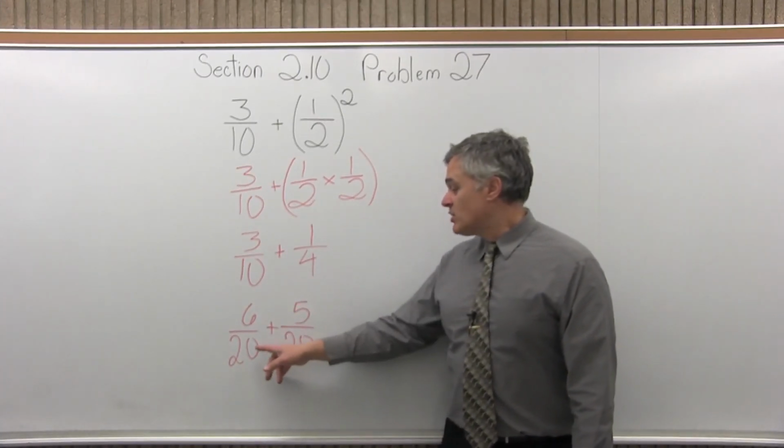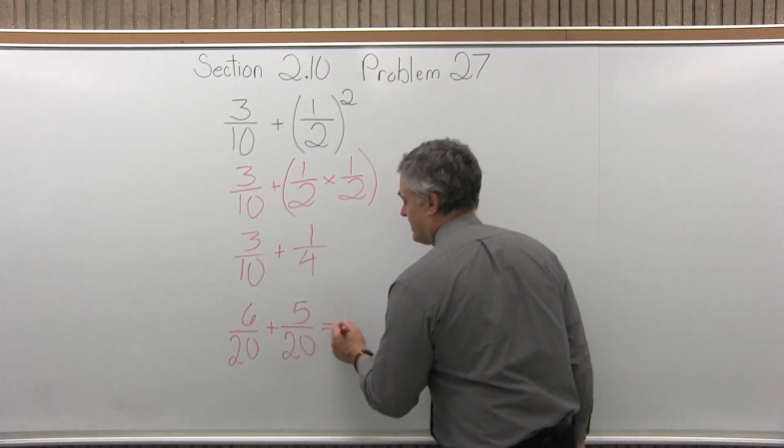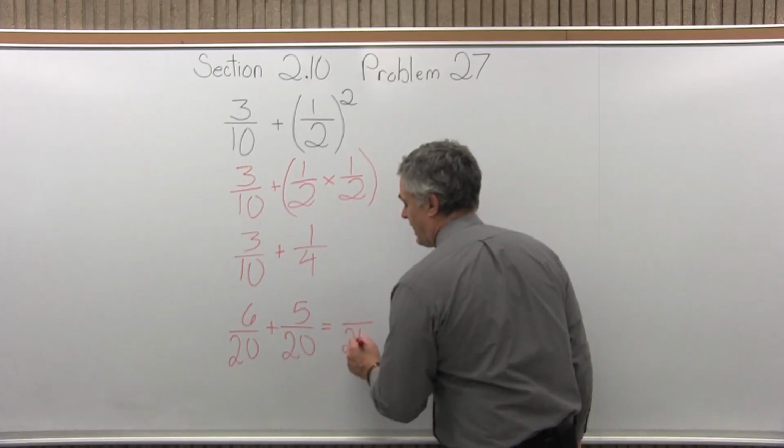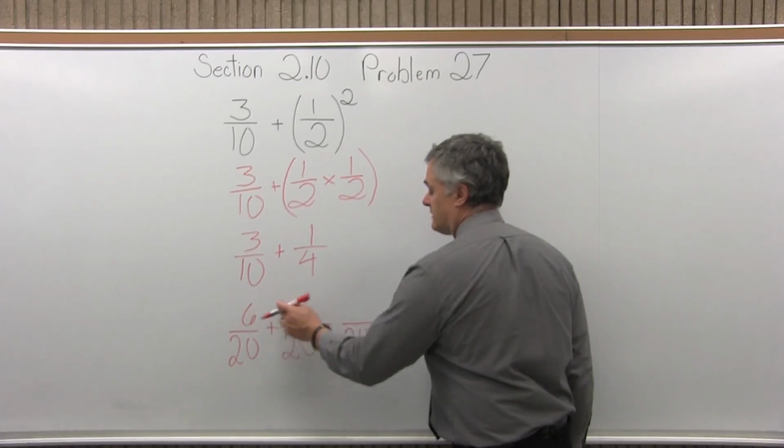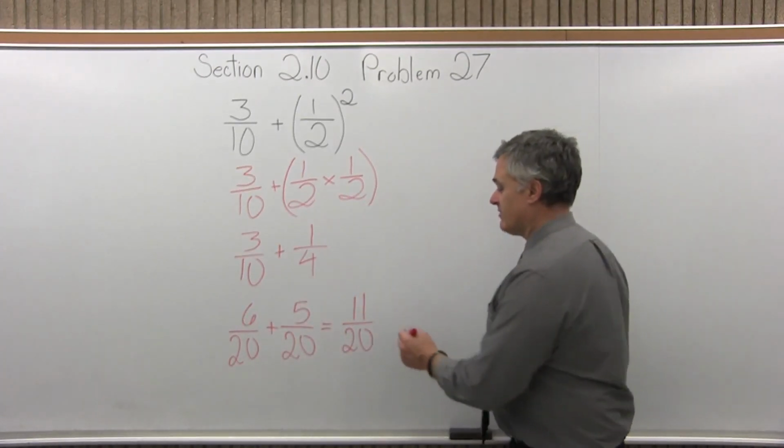Now I have common denominators. Both have a denominator of 20. So when I have this, I can keep the common denominator and combine the numerators. 6 plus 5 more is 11. So the final answer is 11 over 20.